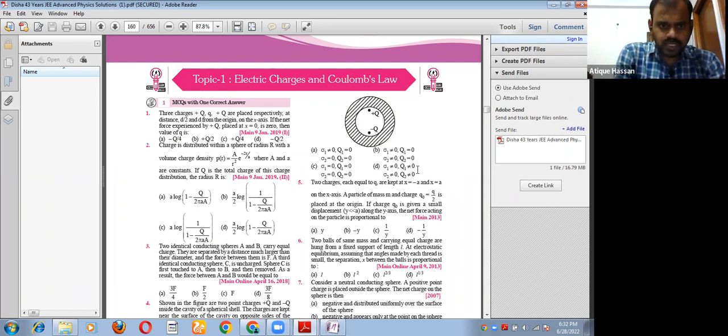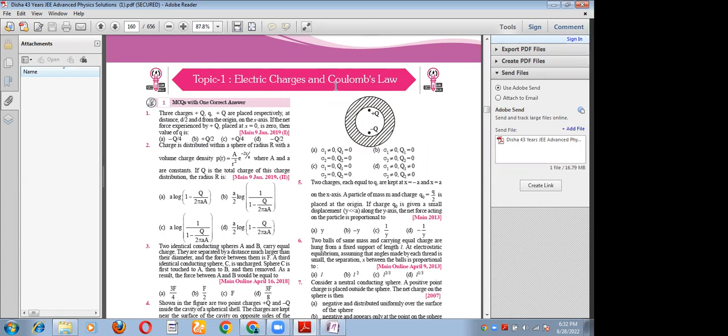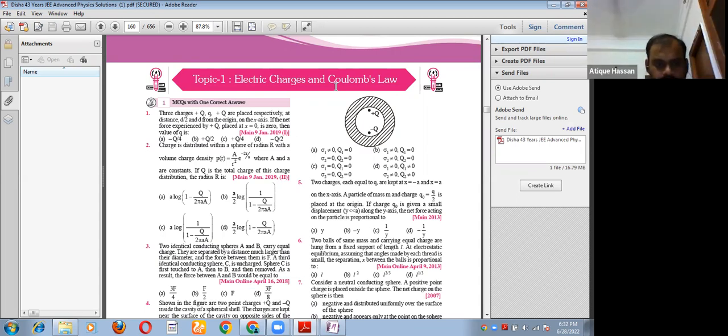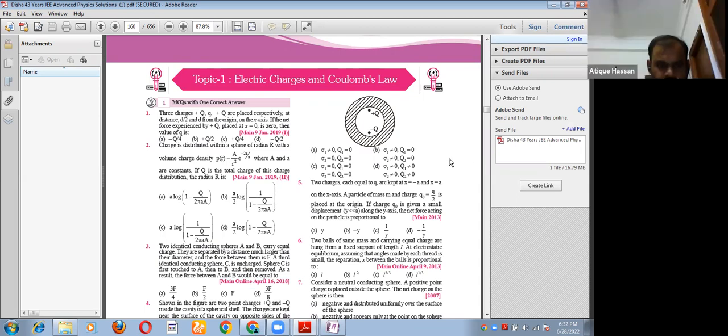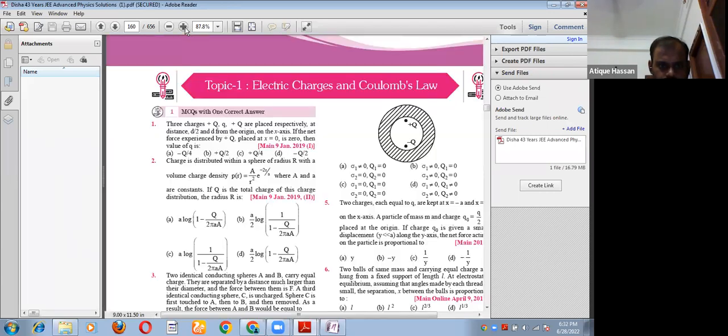Have we started? I think we have discussed question number 1 in the last class, the JEE question. Yes, we have done the first one. Right. So now moving to question number 2, that is the JEE Main 2019 question. Go through question number 2 and let us see how we can solve it.